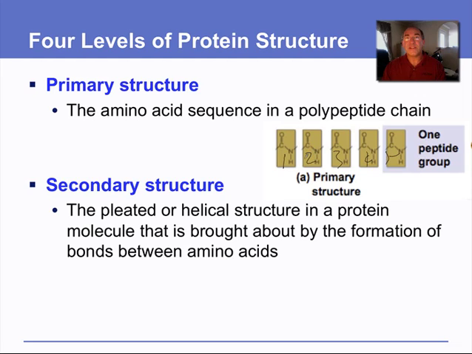If, on the other hand, we make this number 7, so it goes amino acid 1, 7, 3, 4, 5, then we have changed the sequence of amino acids. You change the primary structure.